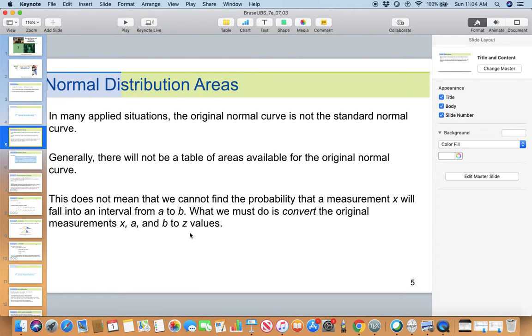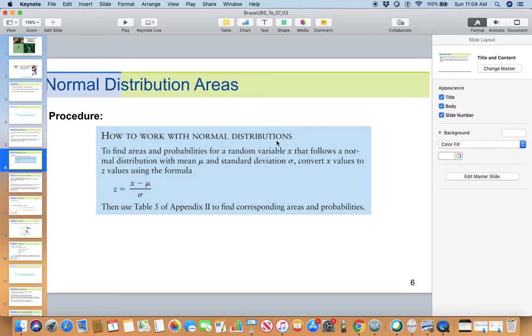You see, we have a table for z scores. We don't have a table for any normal x scores. So we need to convert that x to z and then we can use the table. So the procedure, how to work with normal distributions: to find areas and probabilities for a random variable x that follows a normal distribution with mean mu and standard deviation sigma, first convert x to z values using this conversion formula. z is (x minus mu) over sigma. And then we use our table to find corresponding areas and probabilities.